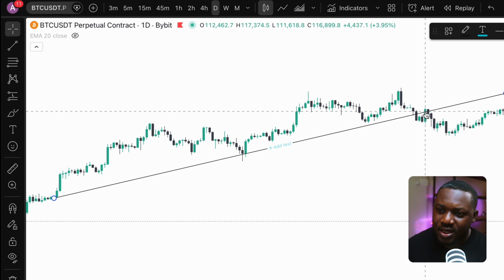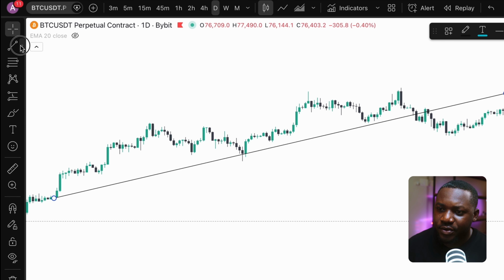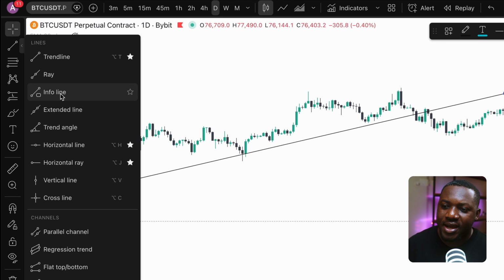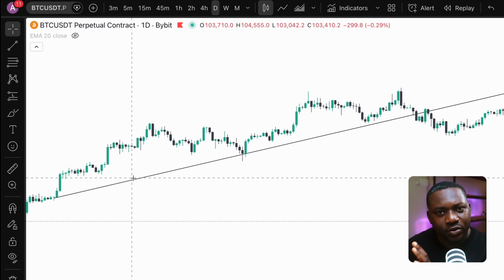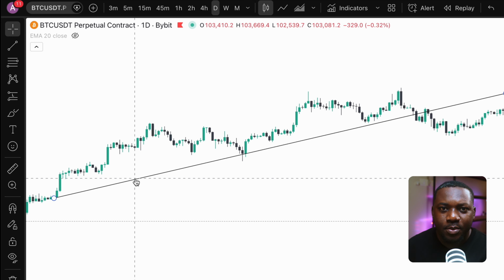Now, aside from the trend line, if you come back here, you also have the ray, info line, extended line, horizontal line, which I use most often, and we have the horizontal ray, vertical line, and a whole lot of other tools that you can play around with. But essentially this trend line does a lot, and if you know how to use this, you'll be able to take advantage of the market in a way that will help you stay profitable.